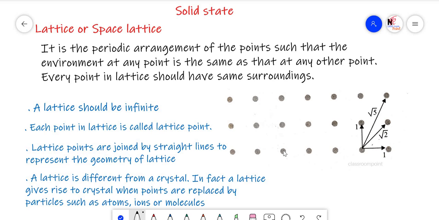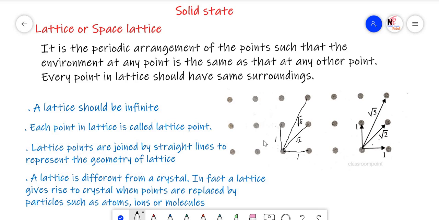The same thing can be observed here also. If you take the points from here to here, it will be 1 only, and from here to here again it will be 1, and from here to here it is again root 2, and from here to here again it will be root 5. So the environment around any particle must be the same. Such an arrangement is called the lattice or space lattice.